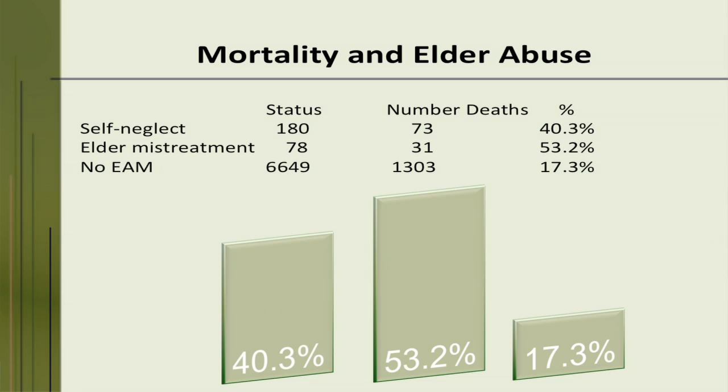So here's some data from that actual study, and what they found was that they had a fairly small sample, but they had 180 older adults who had been reported to Adult Protective Services for self-neglect, and over the 13-year period, 73 died. So they had about 40.3% died. Among the elder mistreatment group, they had 78 total cases, 31 of those died, so 53.2% died over the course of the study period. And then those who had no elder abuse or mistreatment, they had 6,649, and only 17.3% of those died over the course of the study.